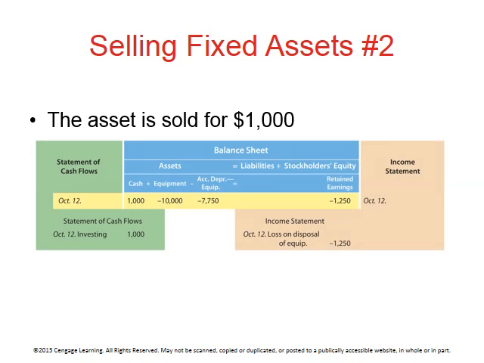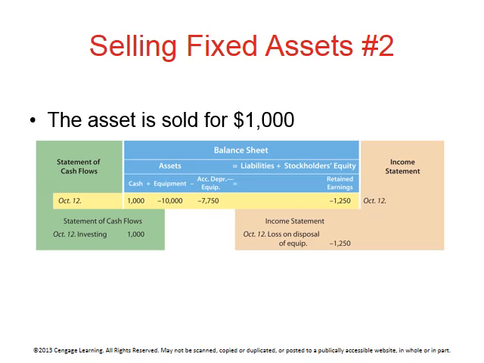Here, let's look at the asset sold for $1,000. So we increase cash by $1,000. We reduce our equipment account by $10,000. We reduce accumulated depreciation by $7,750. But then we're going to show a loss on the disposal of equipment as an expense on our income statement for $1,250. And then we reduce retained earnings by $1,250.